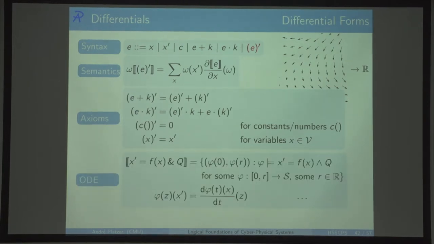Very easy. In fact, it's useful to remind yourselves what the actual semantics of ODEs were. I sort of glossed over it with pure intuition early on, but the meaning of an ODE is that along an ODE x prime equals f of x within Q, you can go from any old state phi of time 0 to a new state phi of time r for any time r, if the solution phi fits the ODE. Here, x prime had better mean the time derivative of x, but only along an ODE are time derivatives even meaningful. Otherwise, x primes could mean anything they want.